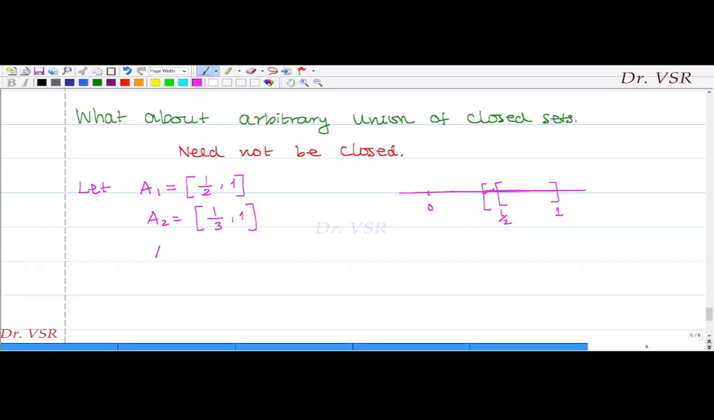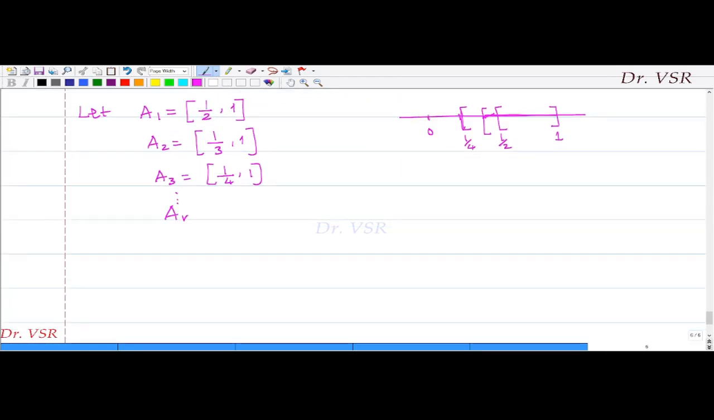Then A3 is equal to the closed interval 1/4 to 1. This is a closed set. If we continue like this, we will have AN, which is equal to the closed interval 1/(n+1) to 1. Now I am going to take their union. Let capital A be the union over n equal to 1 to infinity of AN, which is the union over n equal to 1 to infinity of the closed interval 1/(n+1) to 1.